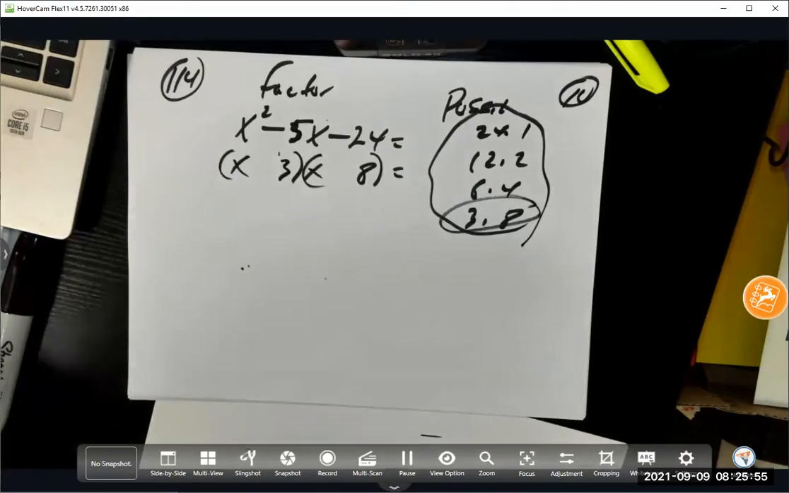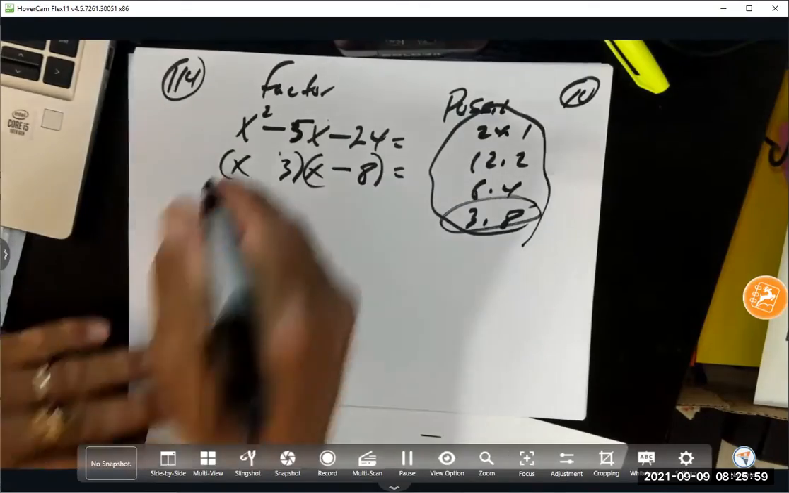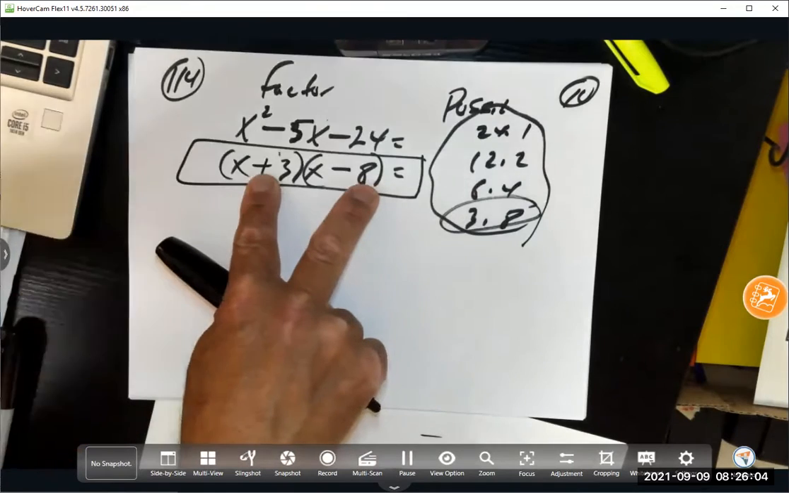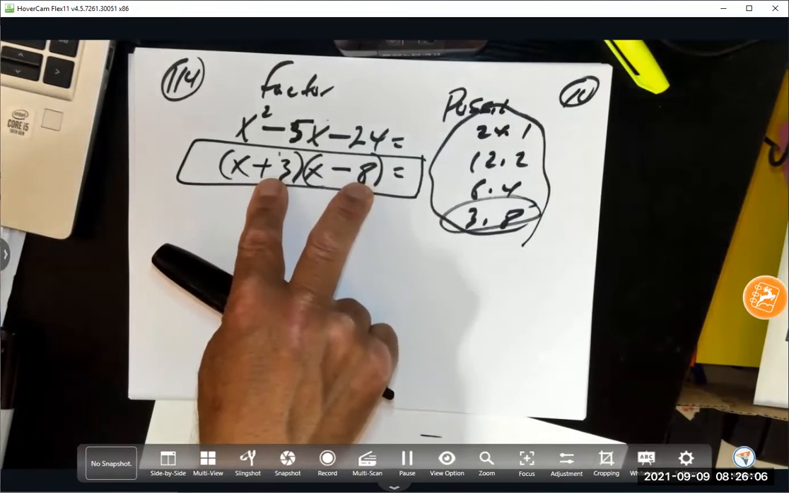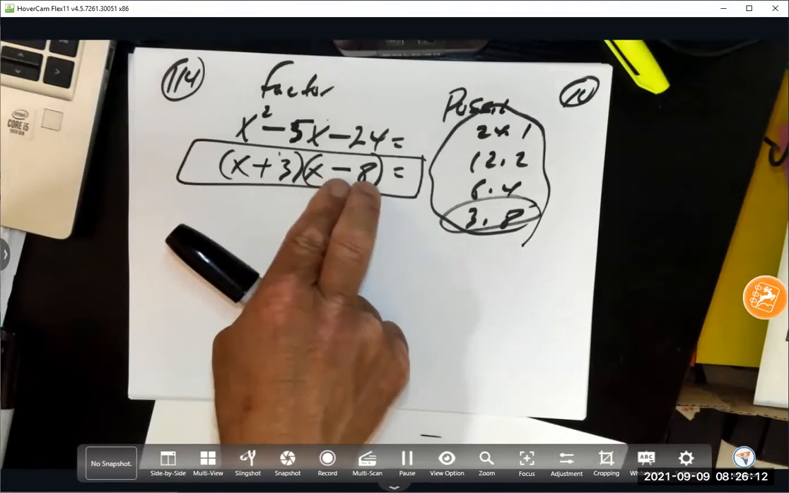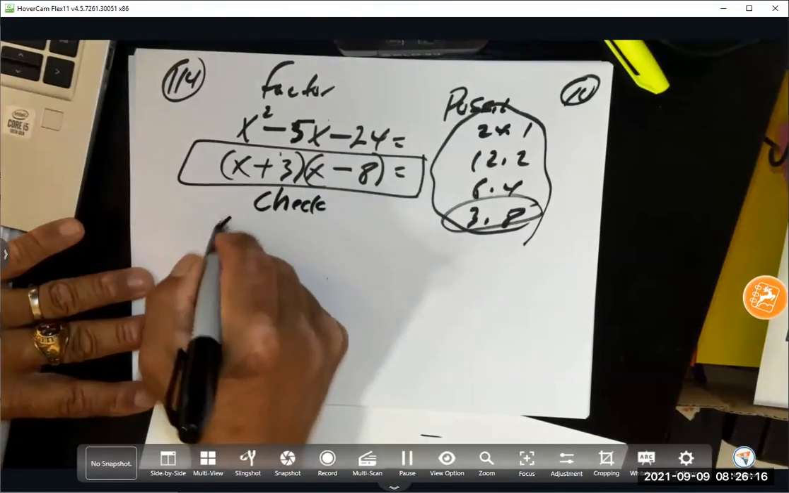Negative 8. Right here? How about the other one? Positive 3. Positive 3. All right. So now, a negative times a positive. Positive 3 times negative 8, does that give you negative 24? It does, yeah. 3 times negative 8. And 3 and negative 8 might be that. Okay, let's just check it. I think this is right. If it's not, we can always switch it.